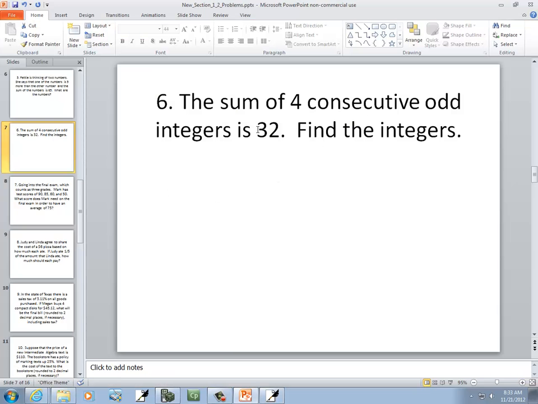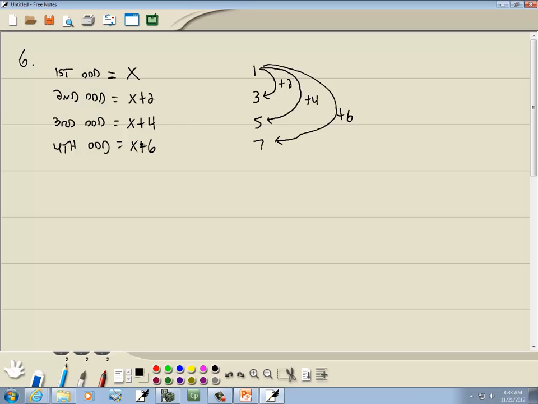Okay, and it says the sum of these is 32, so all these added together, x plus 2 plus x plus 4 plus x plus 6 is equal to 32. Well, combine together like terms at any step. There's 4 x's here. 2 plus 4 is 6, plus 6 is 12. Equals 32. First step, get rid of parentheses.